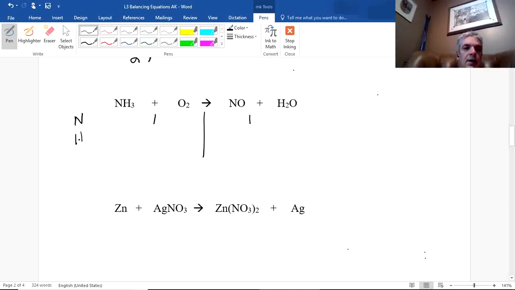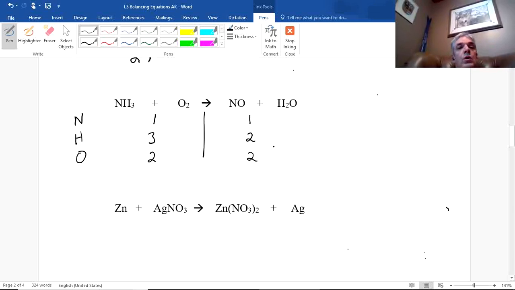Now let's do hydrogen. How many do we have? One, two, three, and that's it. And how many on this side? Oh, we have two. That's not balanced. But let's look at our oxygen at the same time. Okay, oxygen. And then we have two on this side. And then we have one, two on this side. Okay, so we only have one thing that's not balanced. The oxygens are balanced and the nitrogens are balanced.